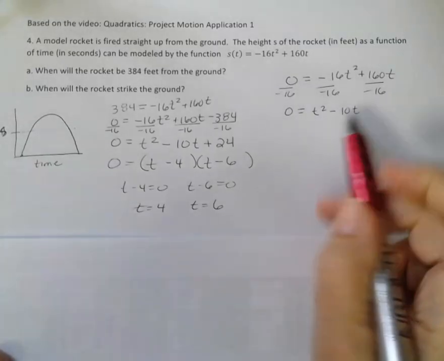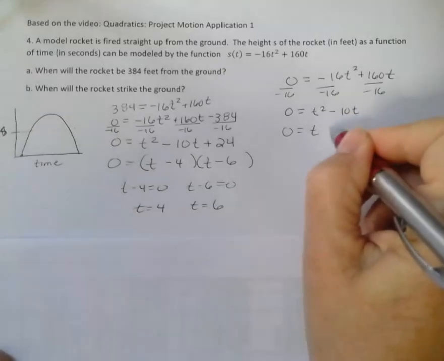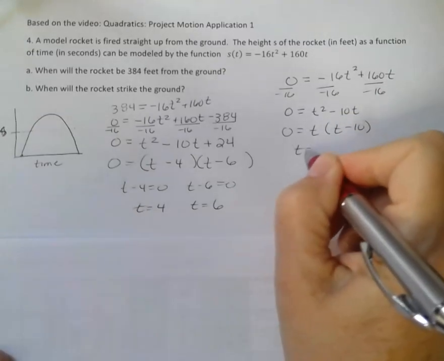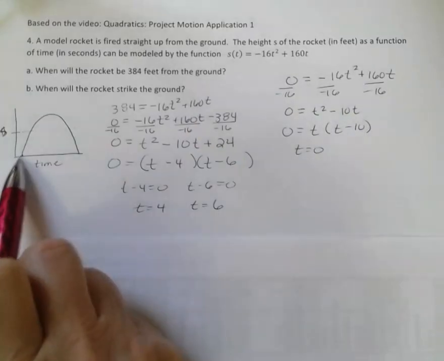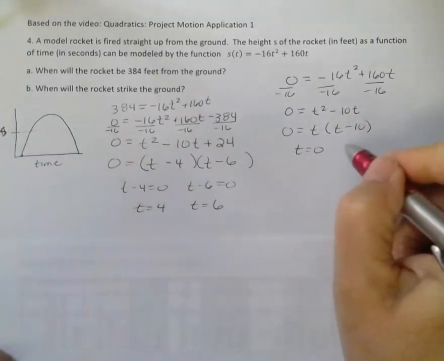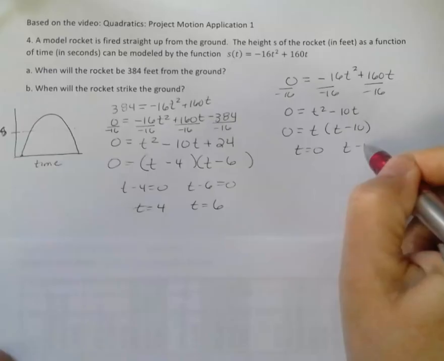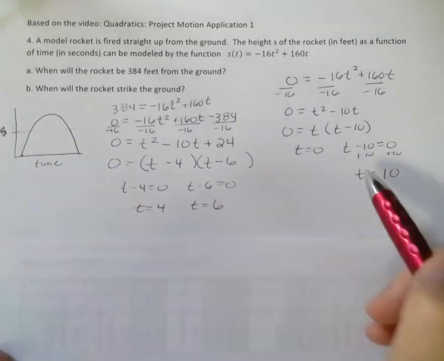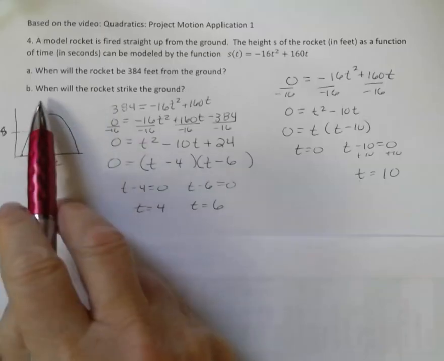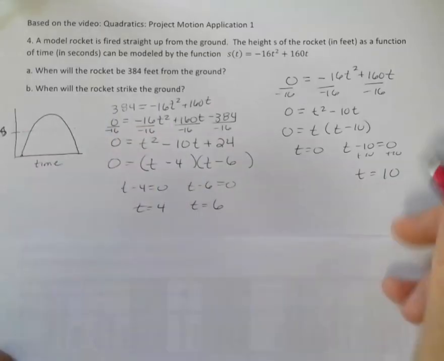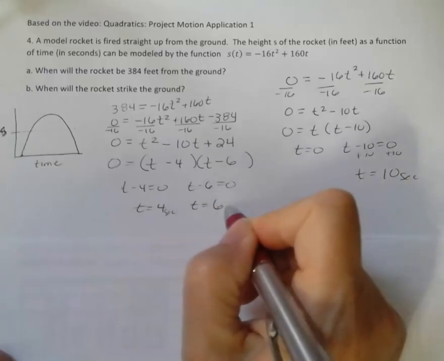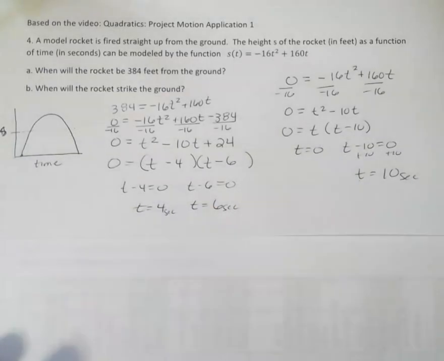Now I can see I have a common factor of t in here, and I have t and I have t minus 10. And so it was at 0 when it started. Yeah, that's not that interesting because we already knew that. But we also know that after 10 seconds, it comes back and hits the ground. So the rocket hits the ground 10 seconds after. And when it's at this height is at 4 seconds and 6 seconds because it has both of those in there.